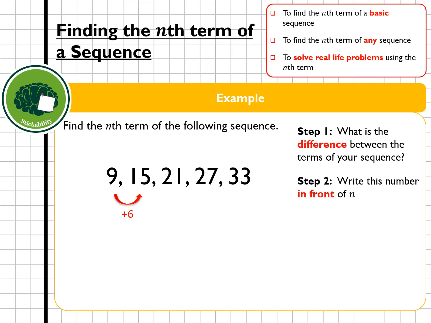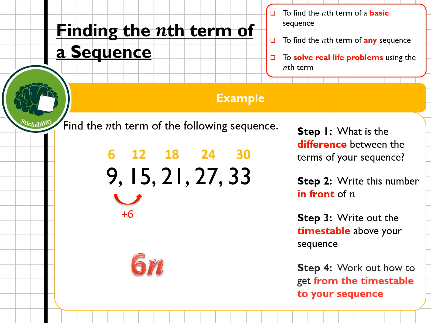The only thing I know that goes up in 6 is my 6 times table, so I'm going to write 6n. So I know it's going to be something to do with the 6 times table. To help me, I'm then going to write the 6 times table above all of my terms, and then work out how I get from that times table to my sequence. So to get from 6 to 9, I add 3. I can check that that works for 12 to 15 and so on and so forth. So my nth term is 6n plus 3.